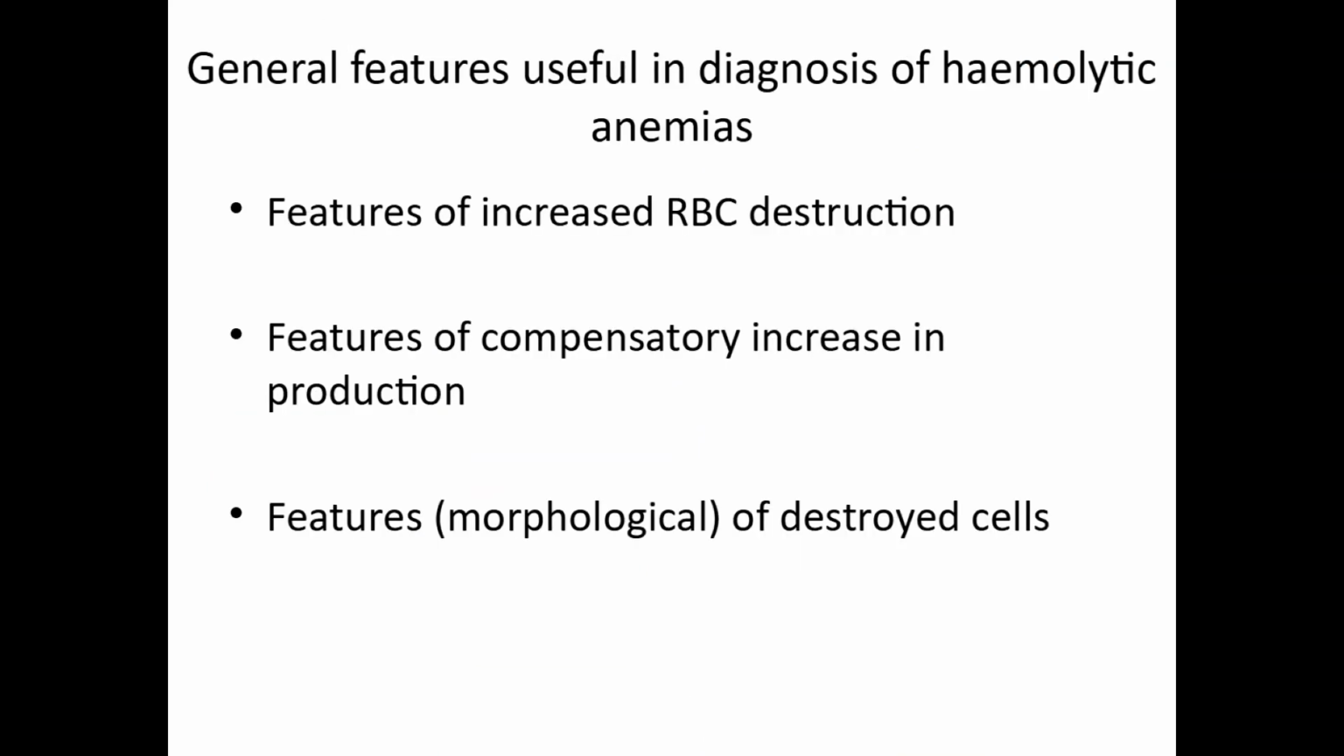Let us discuss the general features which are useful in the diagnosis of hemolytic anemias. There are three components to this. The first is features of increased RBC destruction. The second component includes the features of compensatory increase in production. And the third are the features of destroyed cells, that is, morphological features.